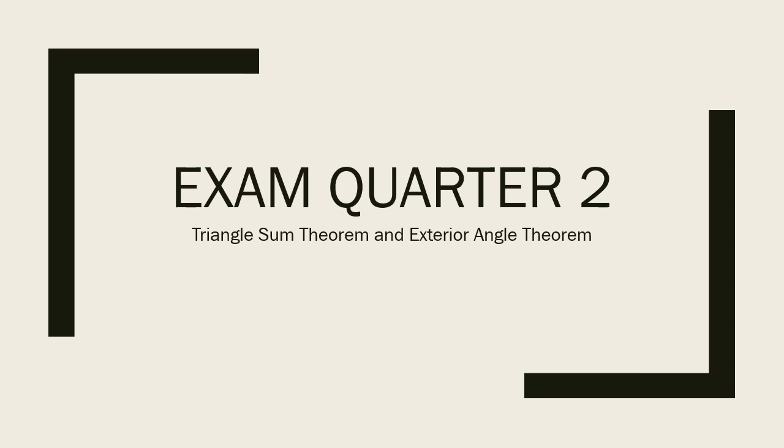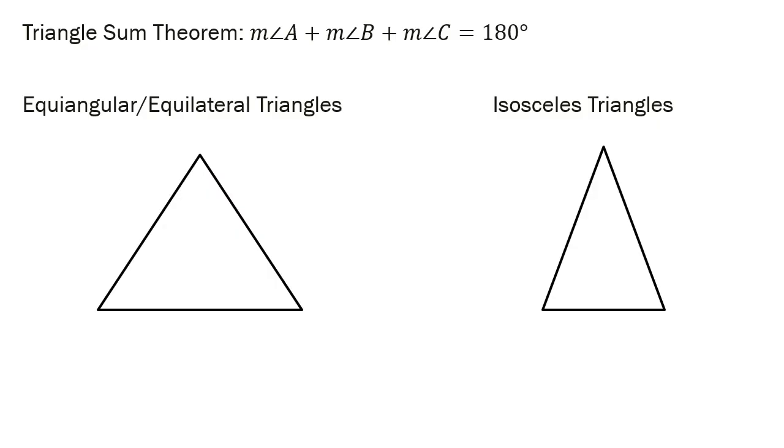Okay, a video reviewing the triangle sum theorem and the external angle theorem. Alright, so the triangle sum theorem is taking each interior angle of a triangle and knowing that they add up to 180 degrees. We have two different types of triangles we're going to look at.